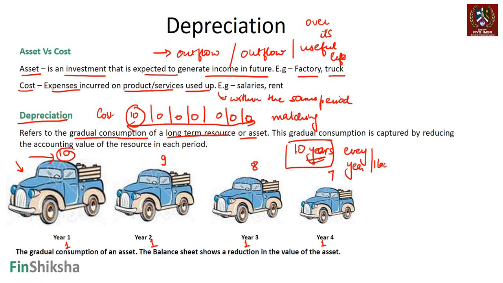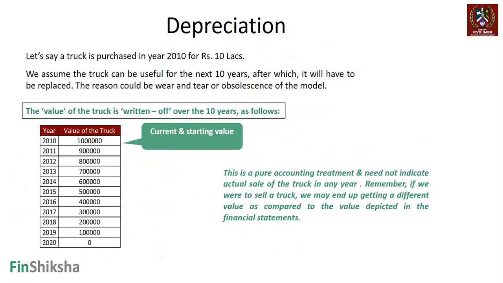Right? That's how you broadly divide it. So let's see how it works. Let's assume that we buy a truck in the year 2010 for 10 lakh rupees. Now we assume that the truck can be useful for the next 10 years. So that's the useful life.